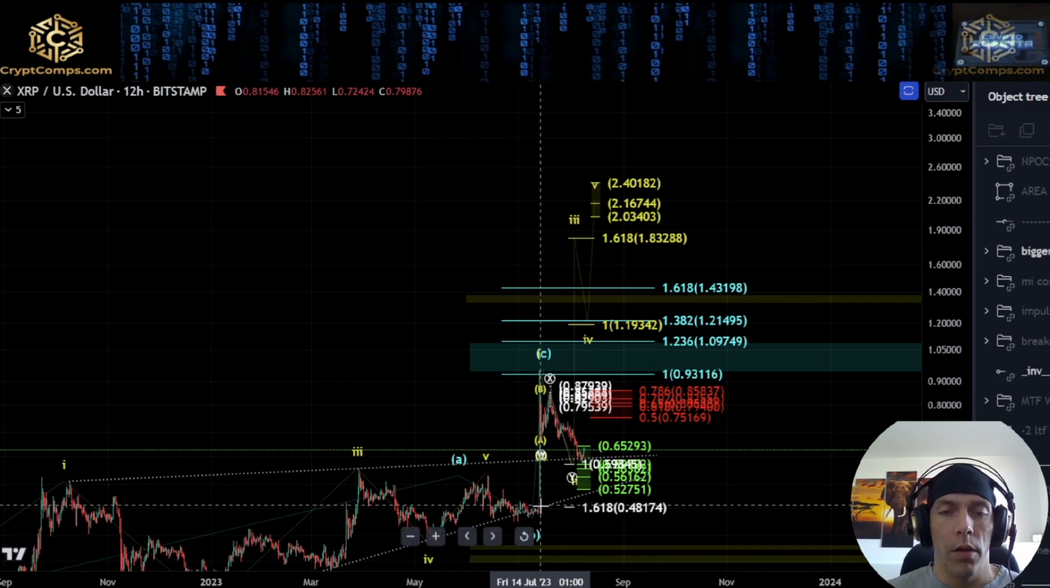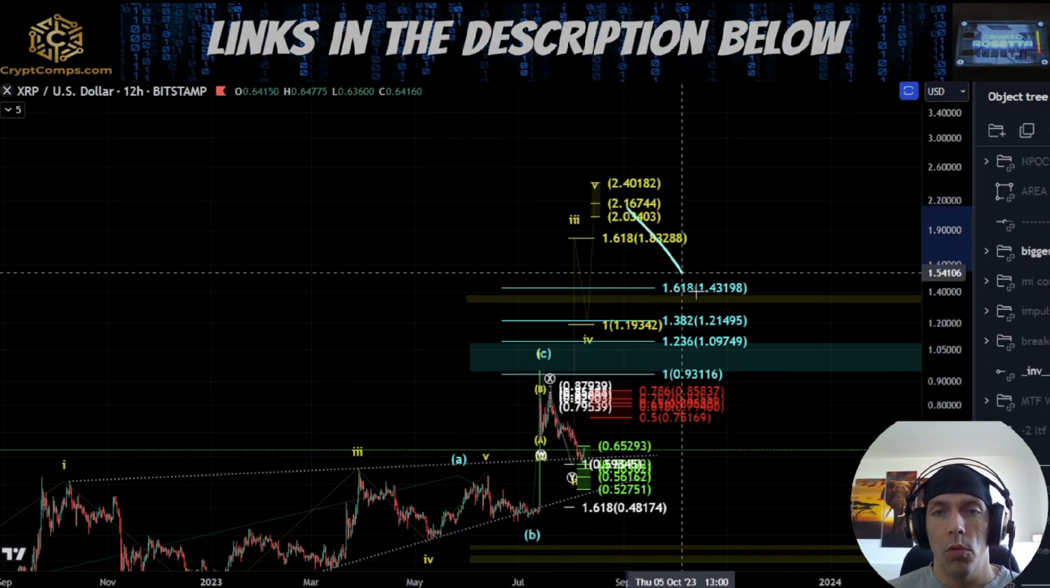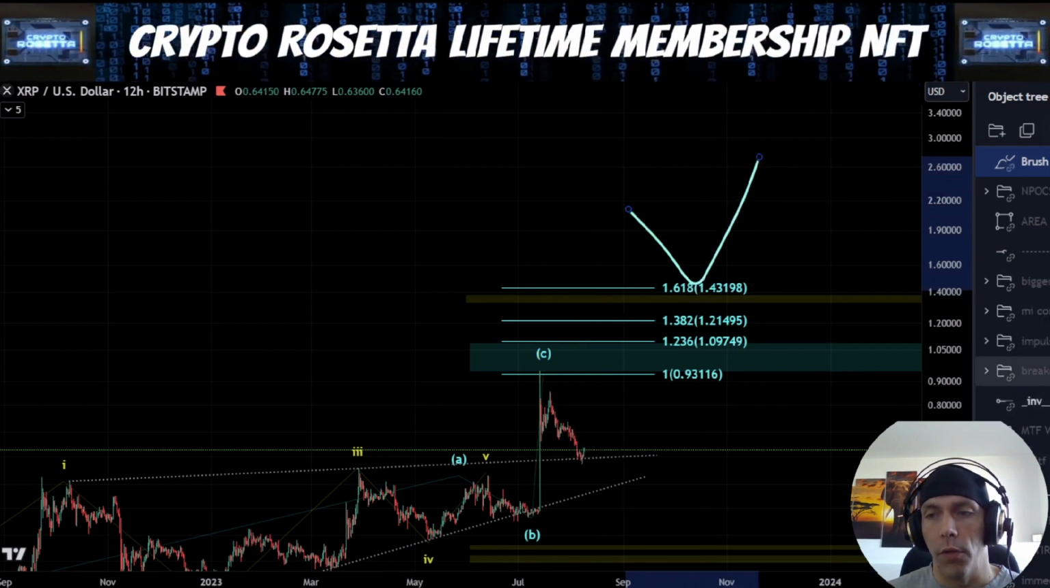So this would be looking for this as a direct push to the upside here for this bigger wave 3, and then what we'd be looking for is an additional 4th and a 5th from that point.